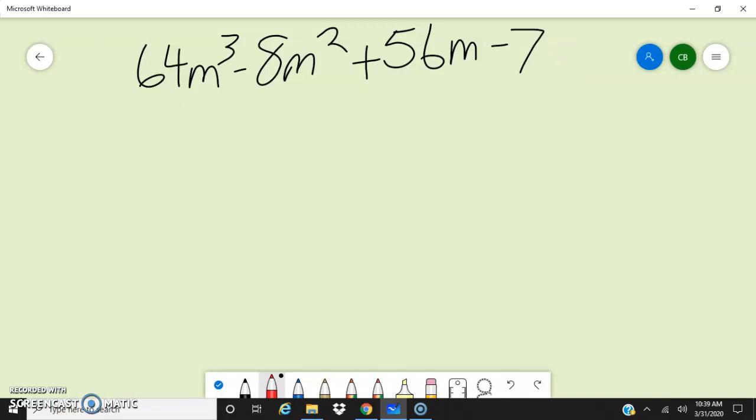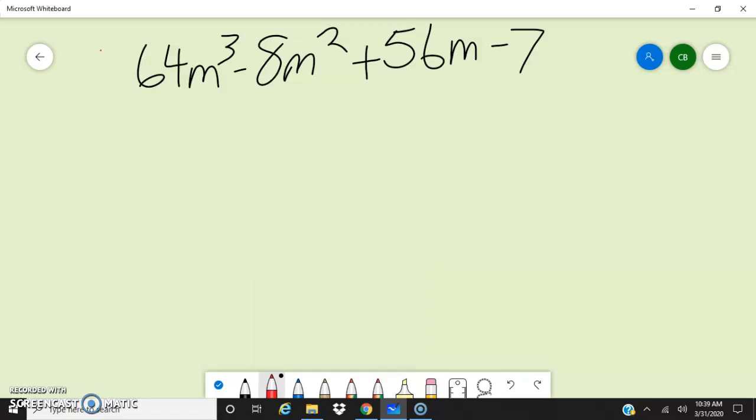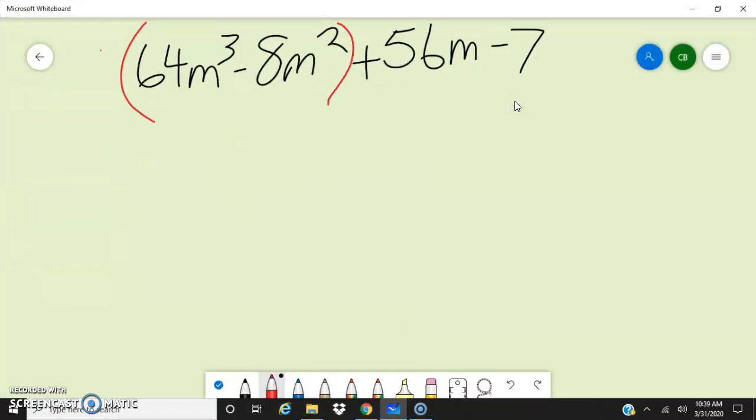So what we need to do is factor by grouping now. To factor by grouping, all you're going to do is basically cut this expression in half by using parentheses. So you should have 2 sets of parentheses, and now you're going to factor each set of parentheses. You're going to find the greatest common factor of each parentheses. So if I'm looking at the first one here, I've got 64m cubed minus 8m squared.